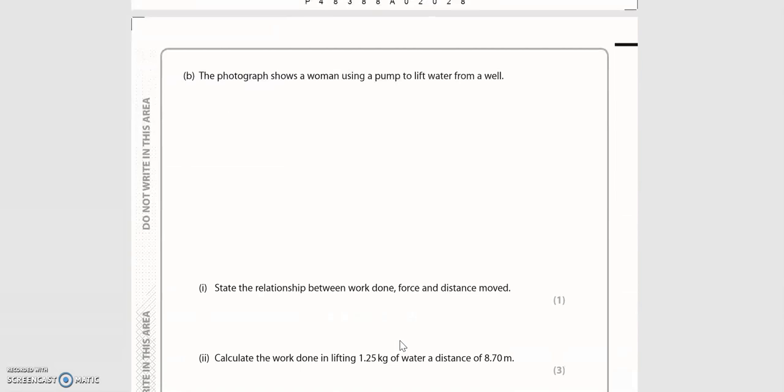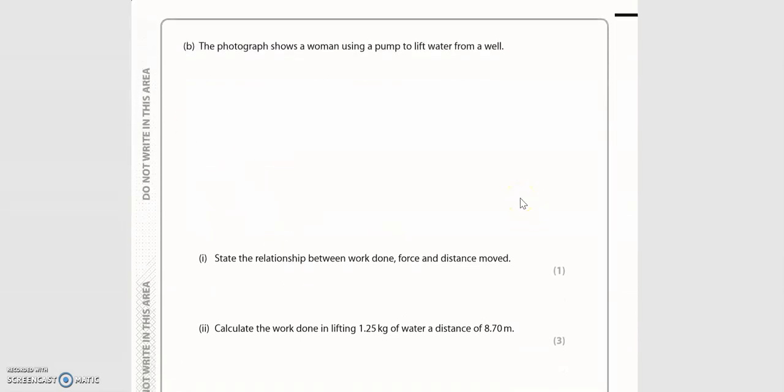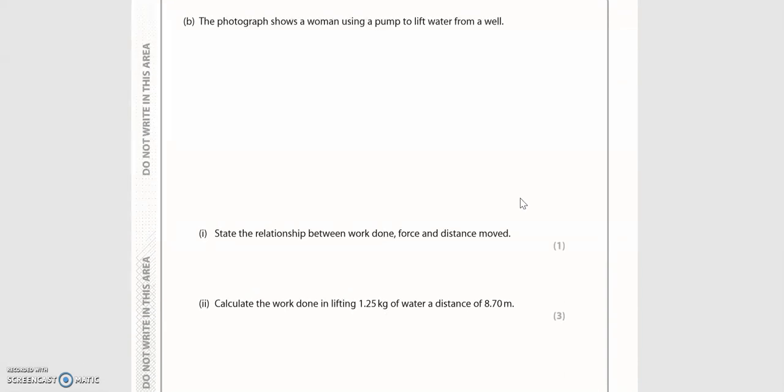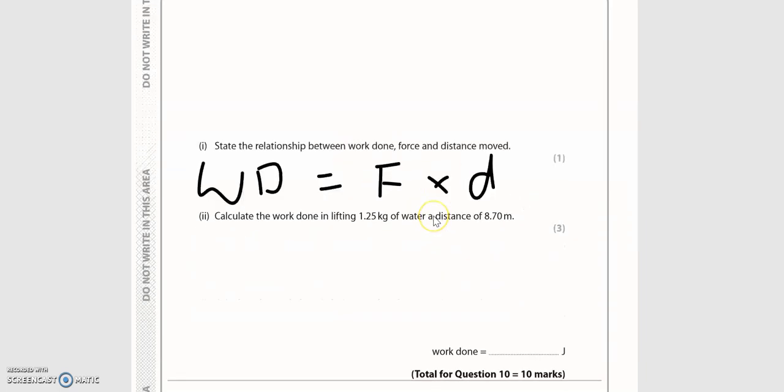Part B, the photograph, which has disappeared, shows a woman using a pump to lift water from a well. We don't need it. State the relationship between work done, force and distance moved. So an easy mark, it's work done equals force times distance moved. And those are the only acceptable symbols, but again, strongly recommend that you just write it all out in words because your writing's not as big as mine. Then it's using the equation, just putting the numbers in.